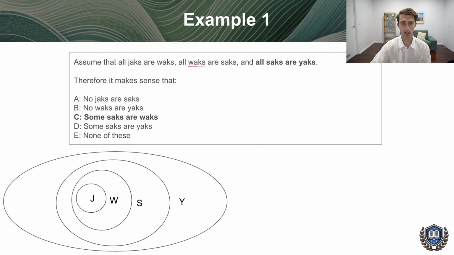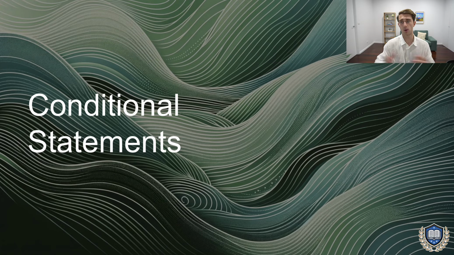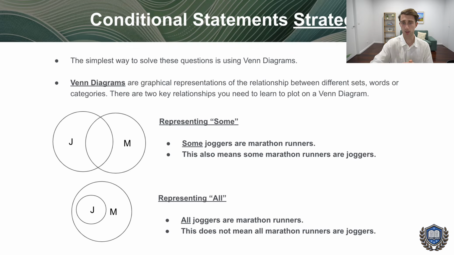So really what I'd recommend, the takeaway from conditional statements, is you need to become confident with Venn diagrams. If you're confident with representing both of these relationships, some and all, and you understand the little tips and tricks that I talked about, how, for example, some joggers are marathon runners, that means some marathon runners are joggers. Once you understand that really well and you're fast at plotting it down, because you will have pen and paper on the exam, you can quickly write these things down, and these questions will become fairly easy. You'll become confident with them as well.